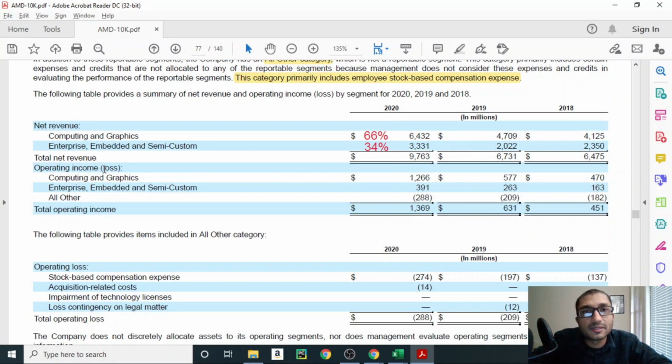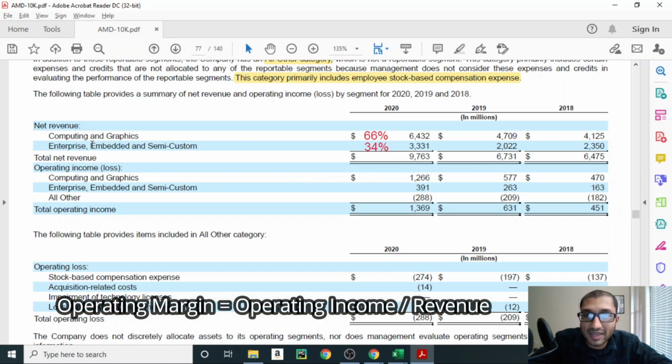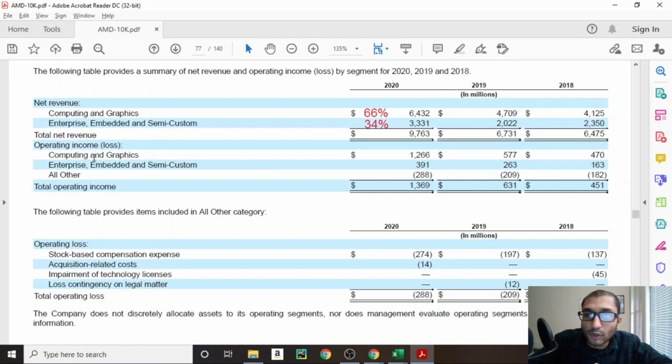Next is the operating income. The operating income is the amount of money that's left with the company once it has paid for the cost of goods and other operating expenses. We can see that the computing and graphics segment has a greater operating margin than that of the enterprise, embedded, and semi-custom segment. About 19% of the company's net revenue brought in from its computing and graphics segment actually becomes the operating income for that segment. The operating income for both the segments over the past 3 years have been increasing.